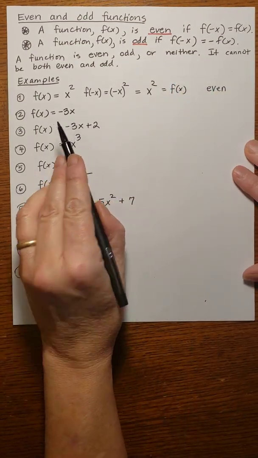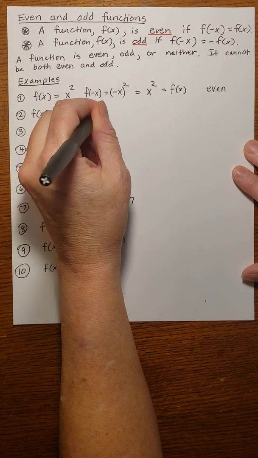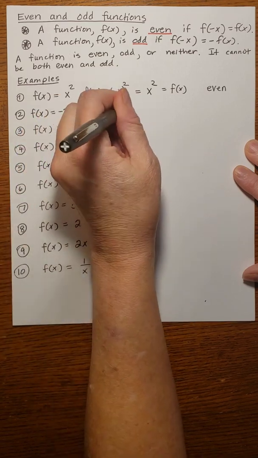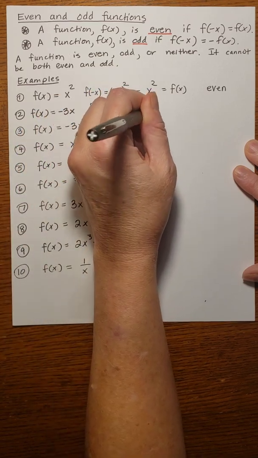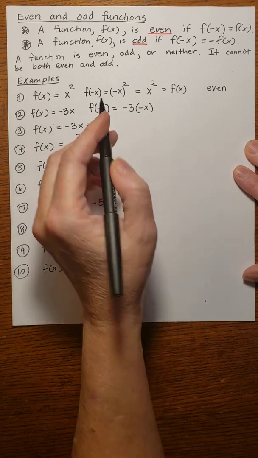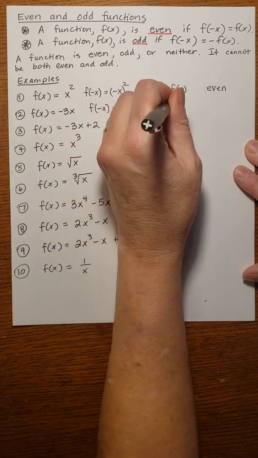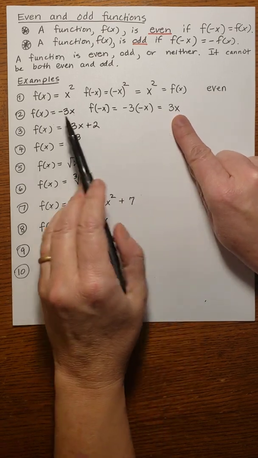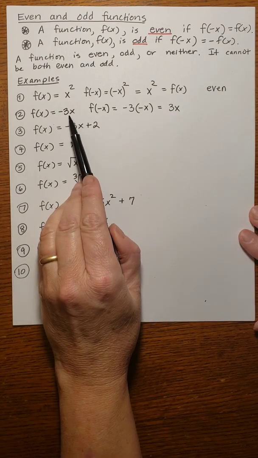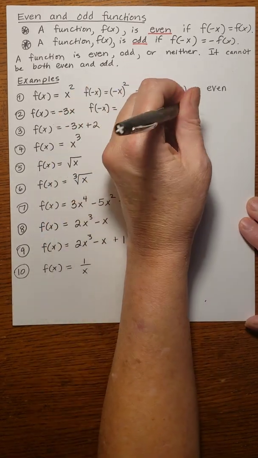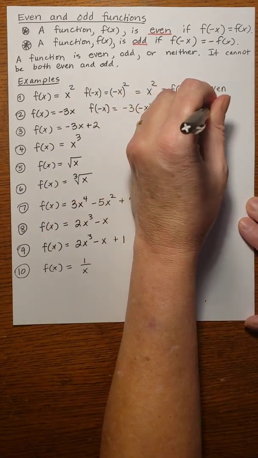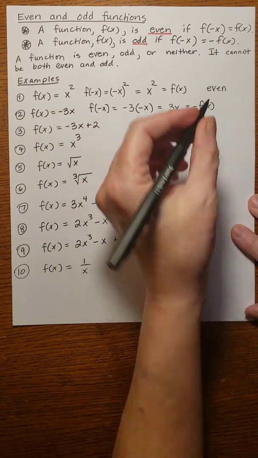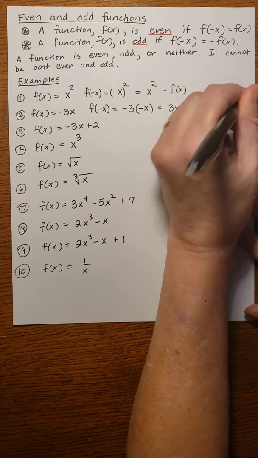Now here in the next example, I do exactly the same thing. This time I'm replacing x with negative x, so that becomes negative 3 times negative x. Well, a double negative is positive, so this is going to be 3x. And 3x is the opposite sign of my original function, which is negative 3x. So 3x is equal to minus f of x. And when you substitute negative x and get minus f of x, that means your function is odd. Okay?